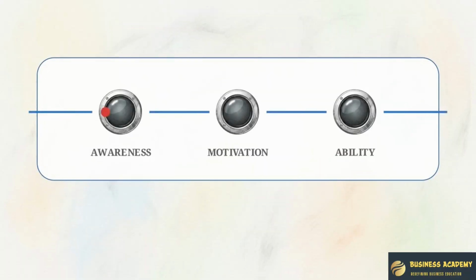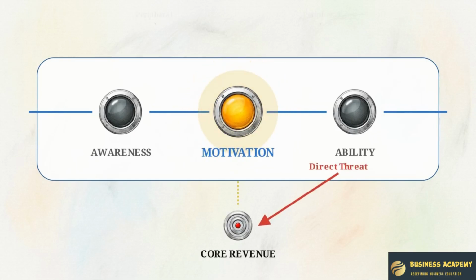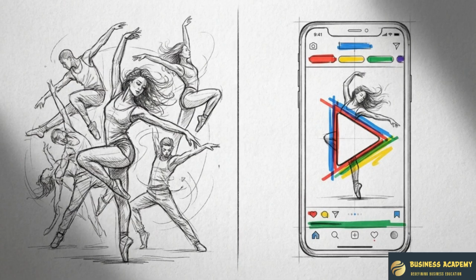The second gate is motivation. This is the explicit incentive to act, dictated by how directly a new threat impacts a firm's core revenue stream. Peripheral threats are routinely ignored. When TikTok began capturing user attention, it posed a direct threat to Instagram's advertising model. That immediate motivation drove Meta to scale Instagram Reels.